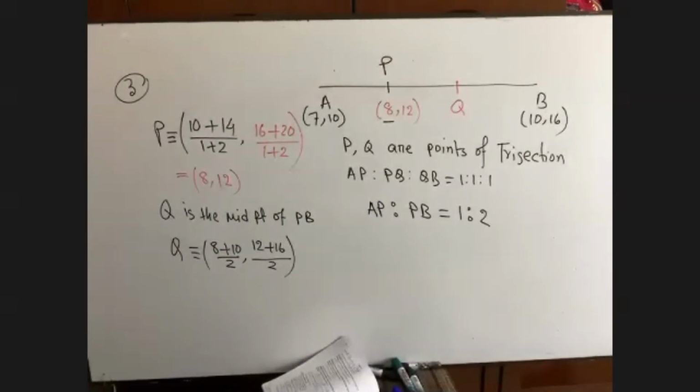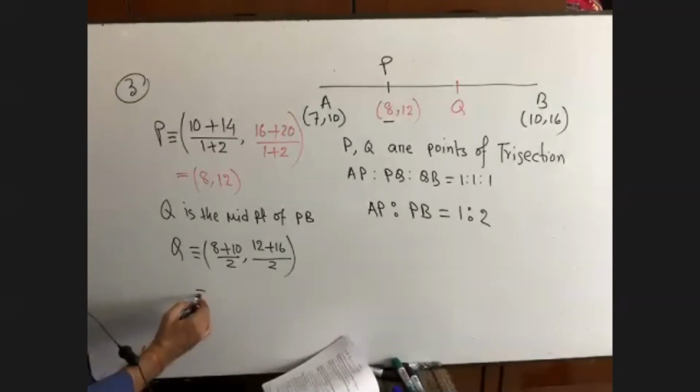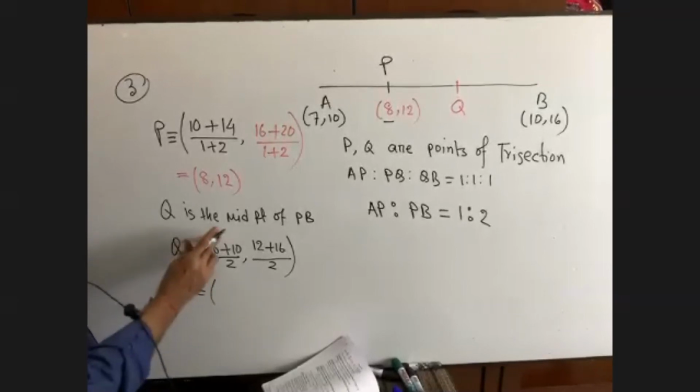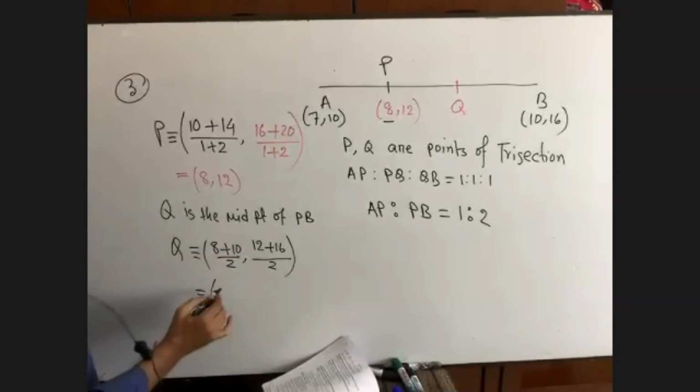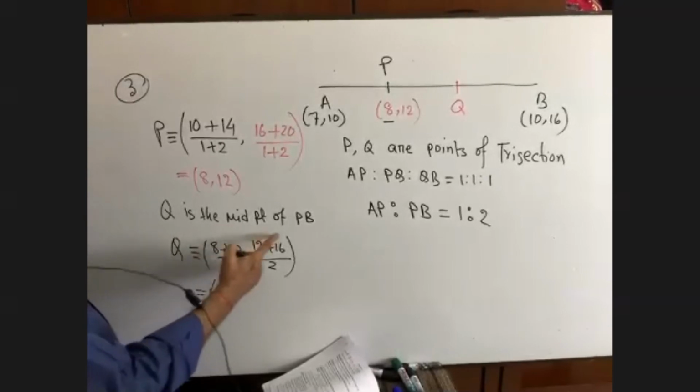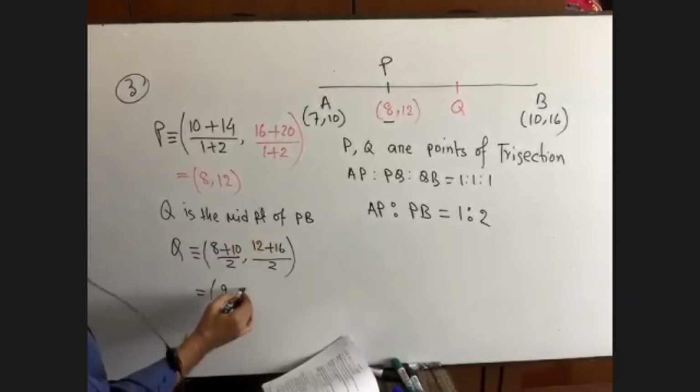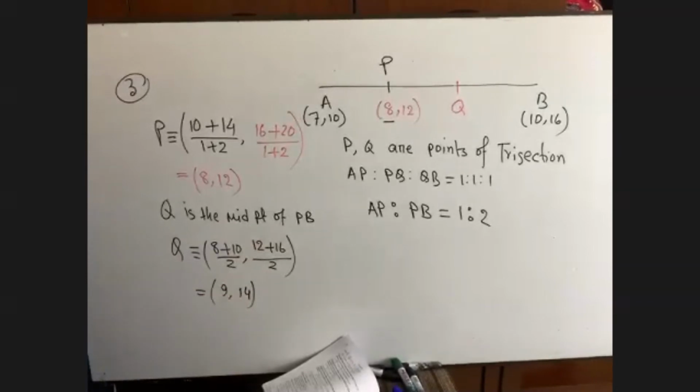Yes, sir. So what is the result? Let me know. 9 and 14. 8 plus 10 equals 9. 12 plus 16, 28, that is 14. Is it done? Yes, sir.